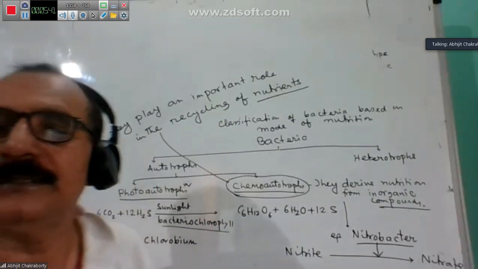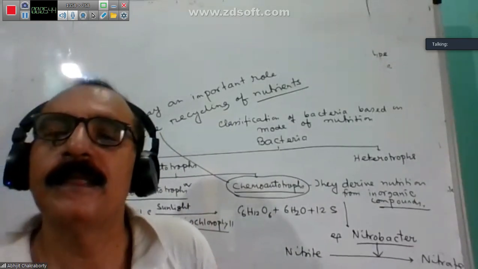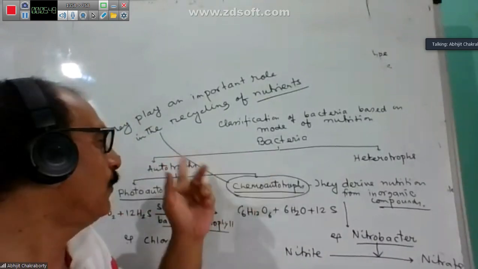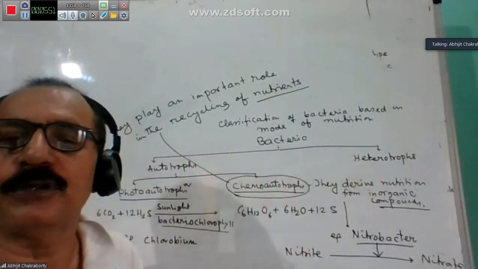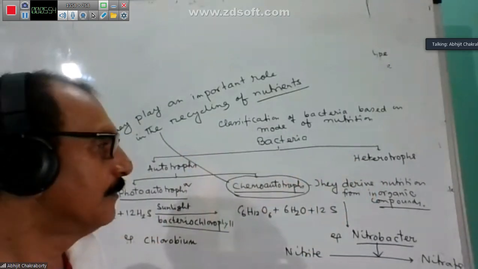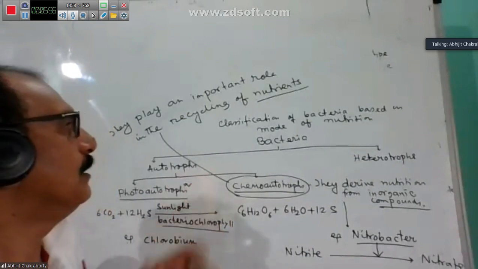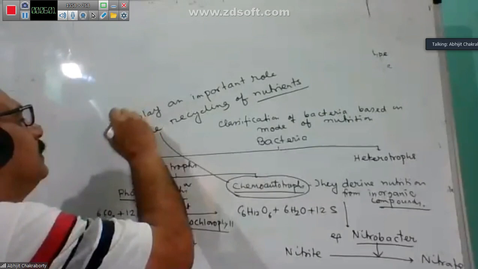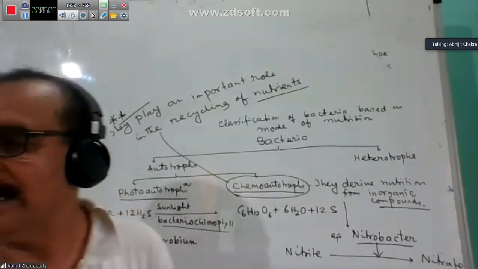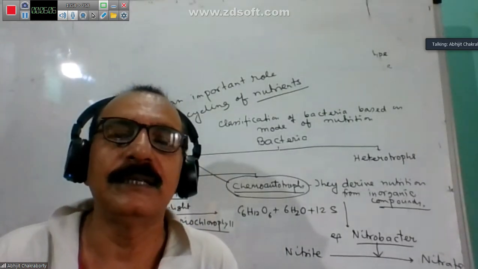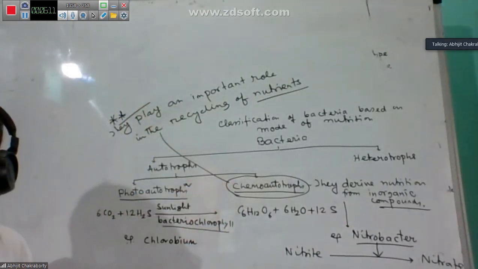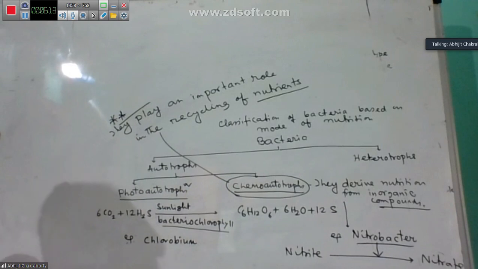Is it clear up to this? Is it clear up to this who are autotrophs, what is the meaning of photoautotrophs and chemoautotrophs? I think it is clear to you. Now, remember this thing, it is a very important question in terms of entrance. The chemoautotrophs play an important role in recycling of different nutrients. Regarding heterotrophs now.